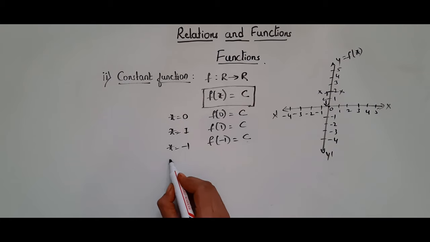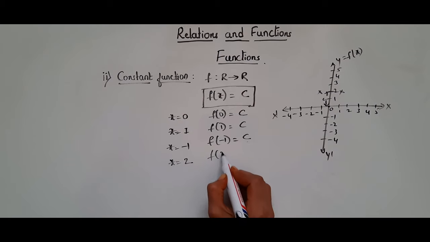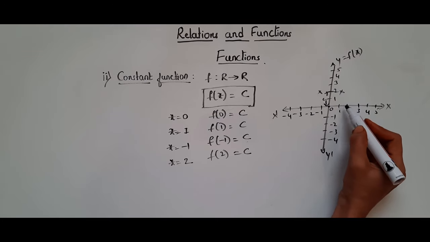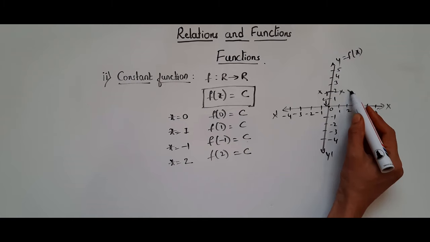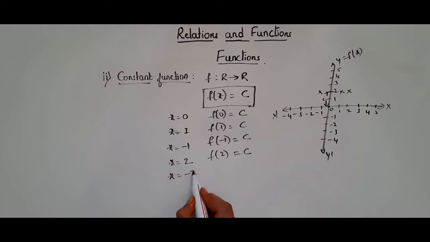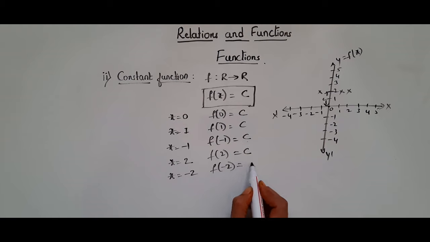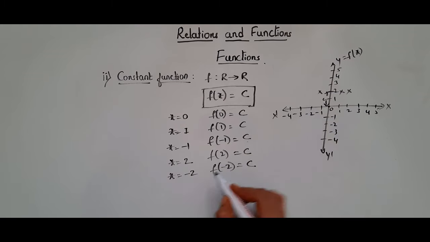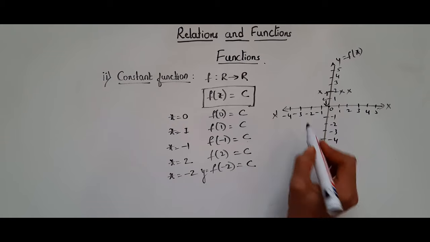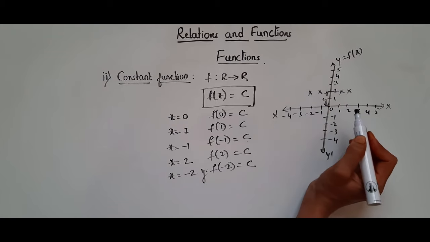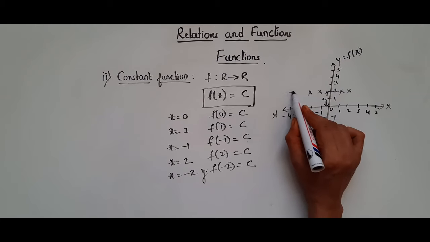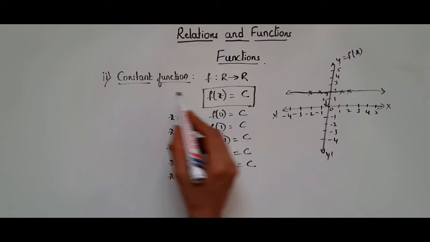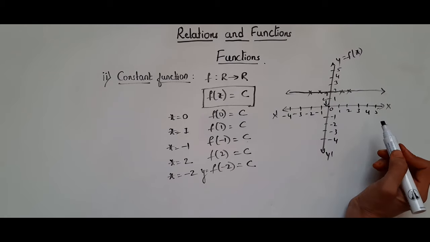Similarly, if you see for different values, let's say x is equal to 2, f of 2 is equal to constant. So for 2, it's a constant. So that means this point. Similarly, if you take x is equal to minus 2, so f of minus 2 is equal to a constant. So x is minus 2 and y is equal to constant. So this point. So when you join all these points, it will give you a straight line like this. So the graph of constant function is a horizontal straight line like this.